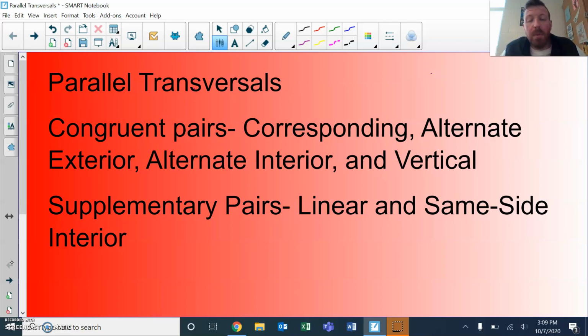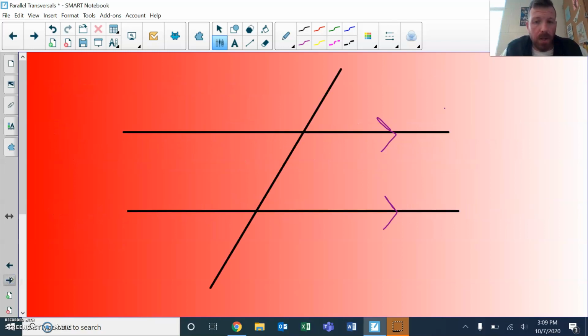And then we have some supplementary pairs. And what does supplementary mean? 180 degrees. So we have linear pairs, which exist, and we also have same side interior pairs, or sometimes you'll see those referred to as consecutive interior, which just basically means that they're right beside each other and they're on the inside of the transversal. And those will be supplementary, which means that they will add together to give you 180 degrees. All right, so let's move into here.